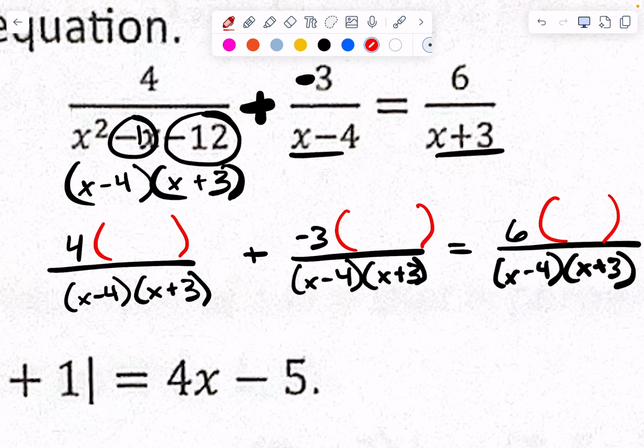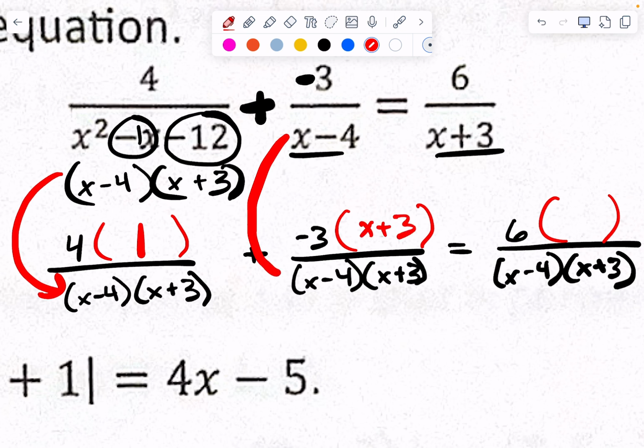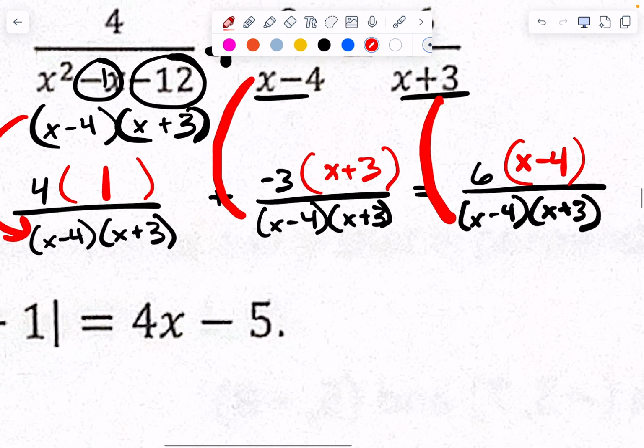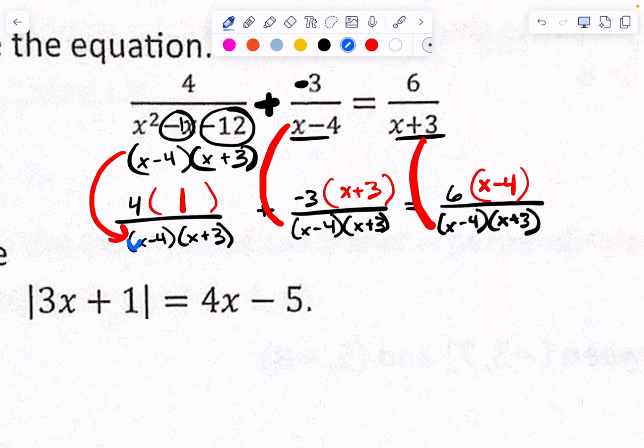All right, the first one, what is he missing? Or what does he need? He needs nothing, so you can put a 1 if you want to, but he has everything. The second one, what is he missing? He needs an x plus 3. The third one, he is missing an x minus 4. Okay, and then the bottoms go away.